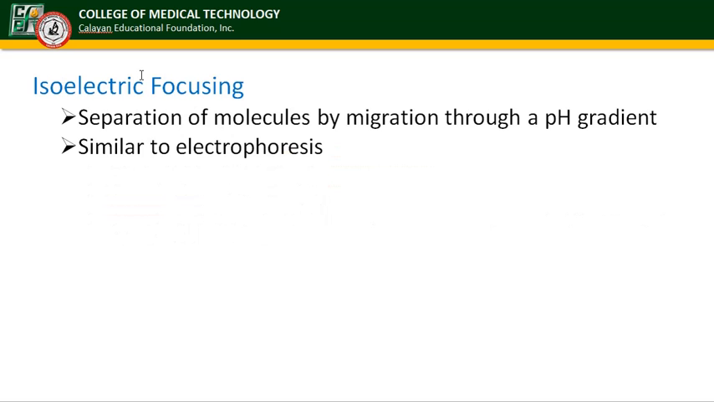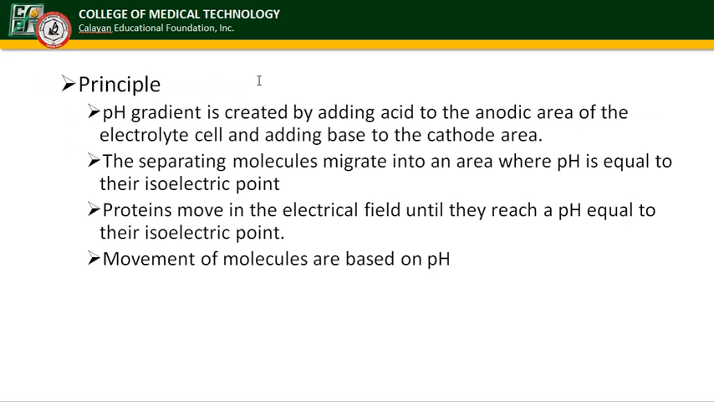Isoelectric focusing. So, it is the separation of molecules by migration through a pH gradient similar to electrophoresis. Principle. The principle is a pH gradient is created by adding acid to the anodic area of the electrolyte cell and adding base to the cathode area. The separating molecules migrate into an area where pH is equal to their isoelectric point. So, pupunta siya sa kung saan yung pH niya mismo para magmamigrate siya papunta doon.